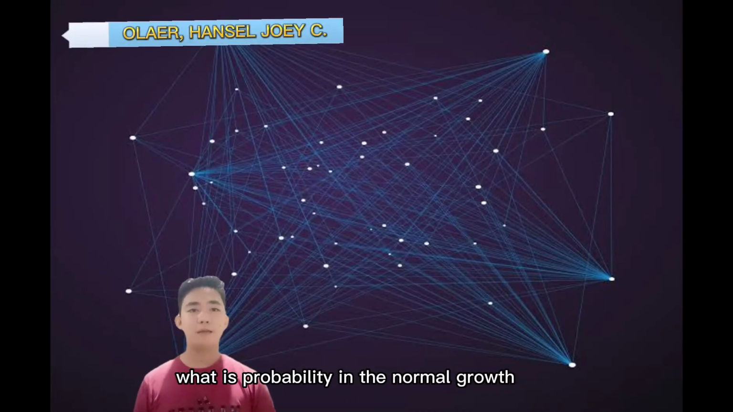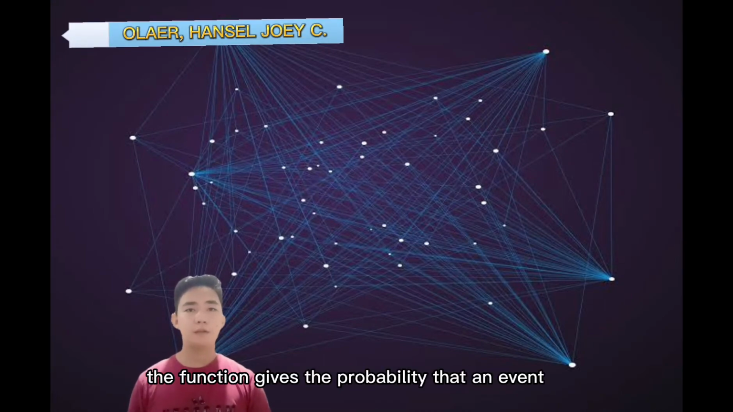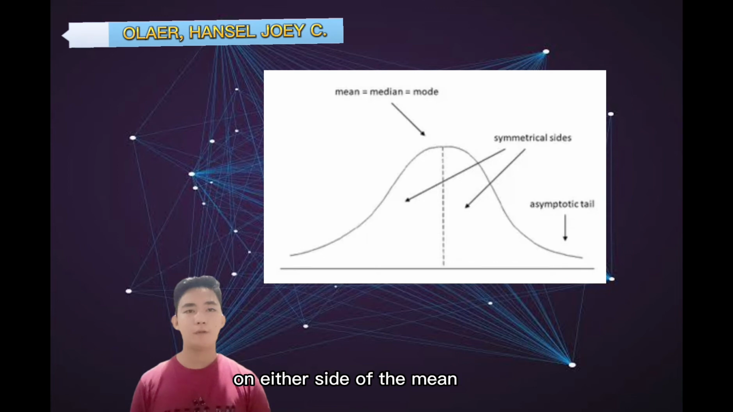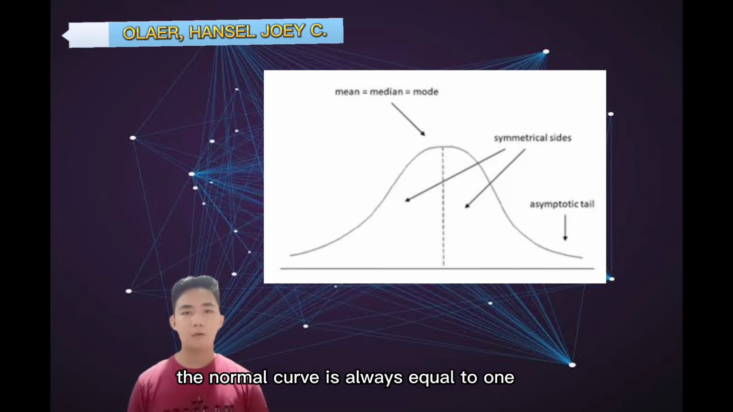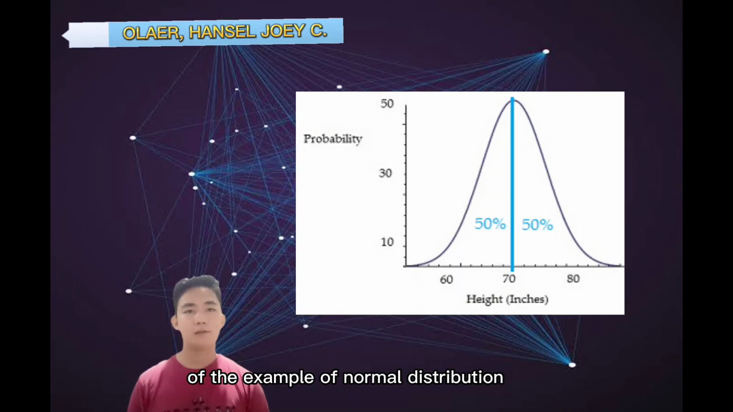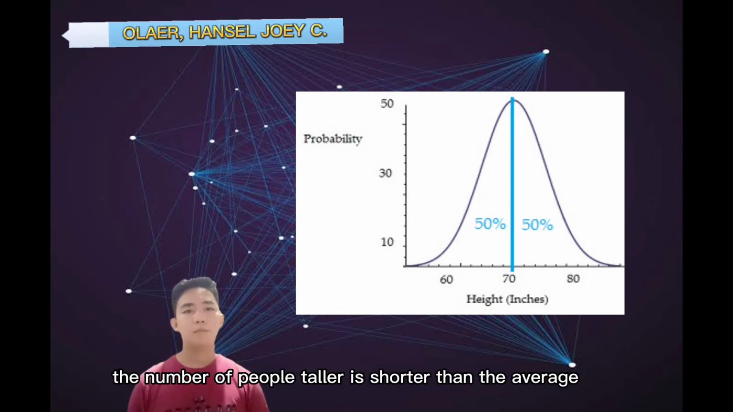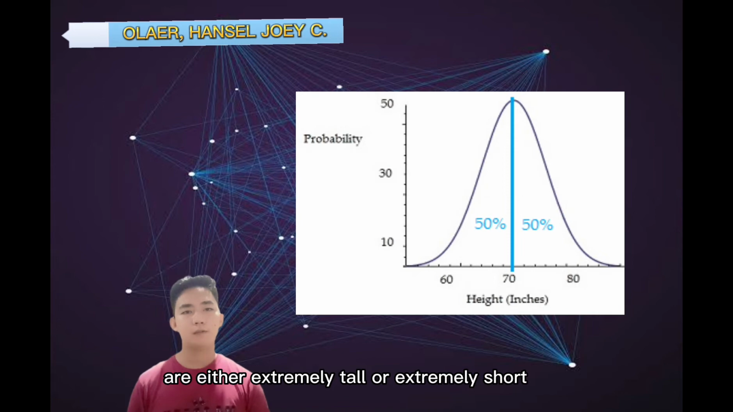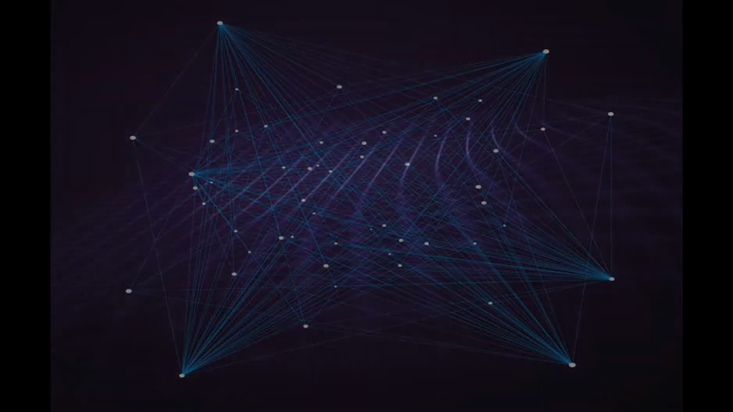What is probability in the normal curve? The function gives the probability that an event will fall between any 2 real number limits as the curve approaches 0 on either side of the mean. The area underneath the normal curve is always equal to 1. The height of a population is one example of a normal distribution. Most people in a specific population are of average height. The number of people taller or shorter than the average height is almost equal. And a very small number of people are either extremely tall or extremely short.